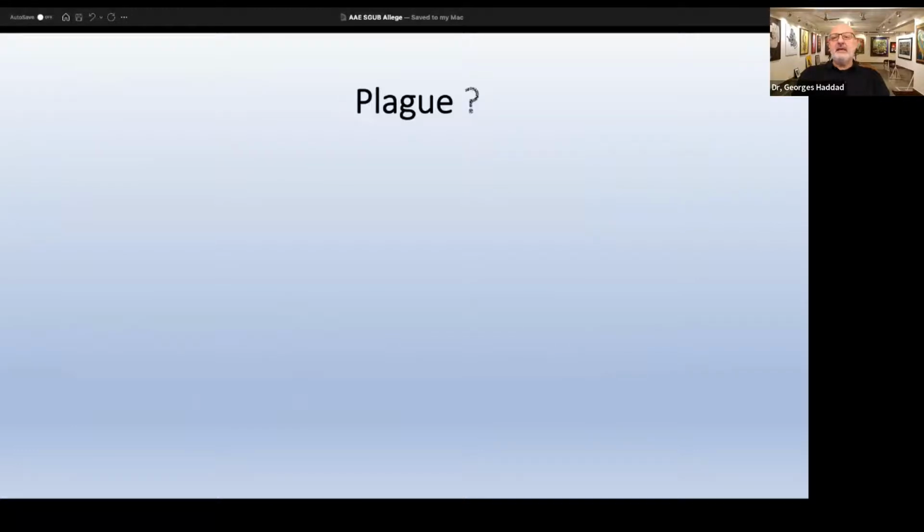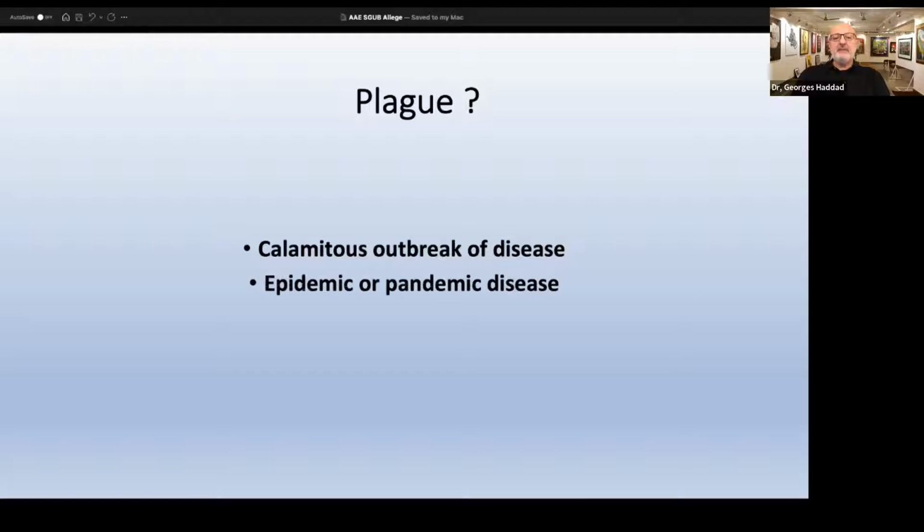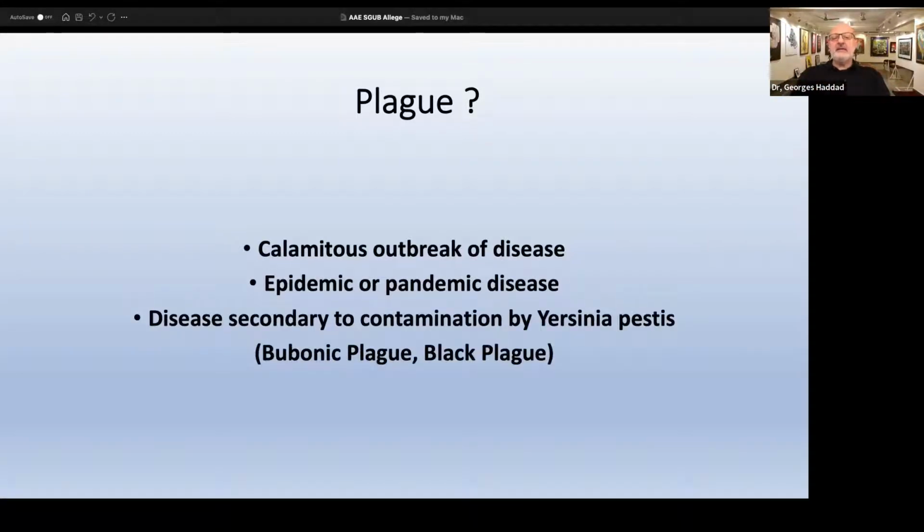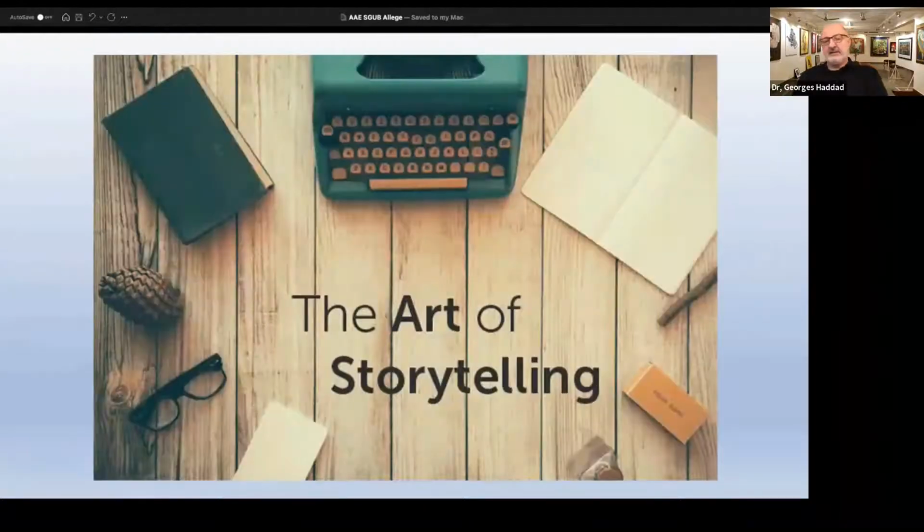So what is a plague? A plague can mean several things. The first meaning is any calamitous outbreak of disease. The second meaning is an epidemic or pandemic disease. And this is different from that because the calamitous outbreak can be actually localized. An epidemic is going to go from one region to another region. And the third meaning is any disease secondary to contamination by Yersinia pestis. And this is what we would call the bubonic plague or black plague. So when we speak about plague, we're talking about 3 different things: the calamitous outbreak of disease, the epidemic, and disease secondary to Yersinia pestis.